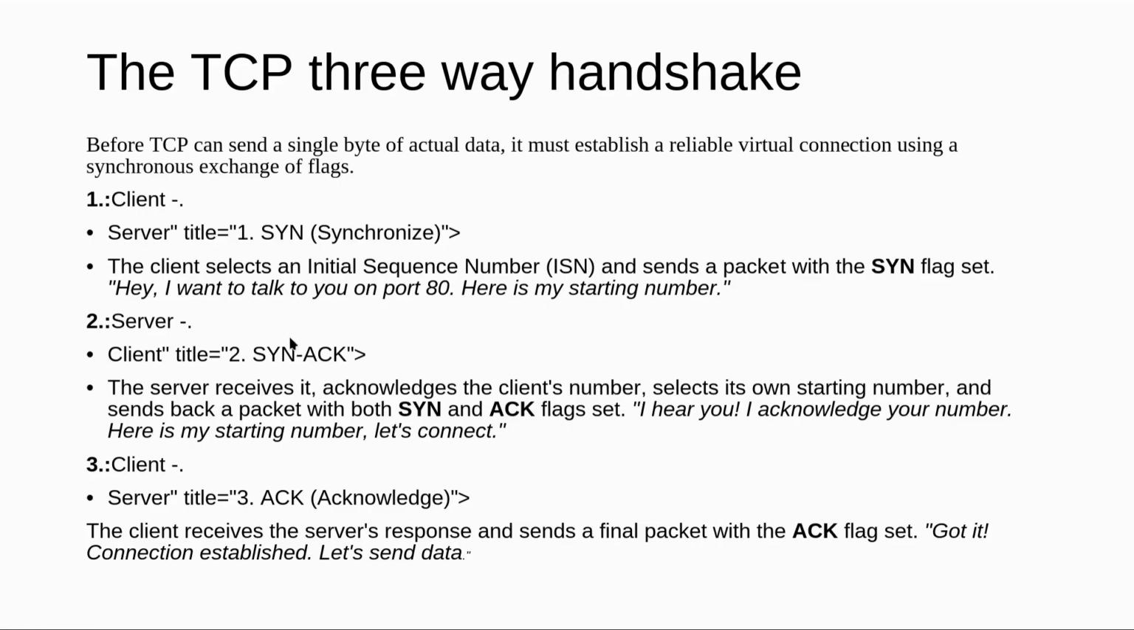Next, the server sends back a synchronization acknowledgement flag. The server receives it, acknowledges the client number, selects its own starting number, a random number, and sends back the packet with both synchronization and acknowledgement flags. In human language, the server says to the client, I hear you, I acknowledge your number, this is my starting number, let's connect. So basically they're trying to establish a connection. Then the client receives the server response and sends a final packet with the acknowledgement flag, saying got it, connection established, let's send the data. So this is how the connection is established.